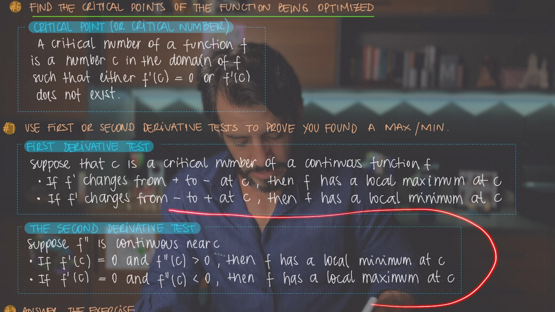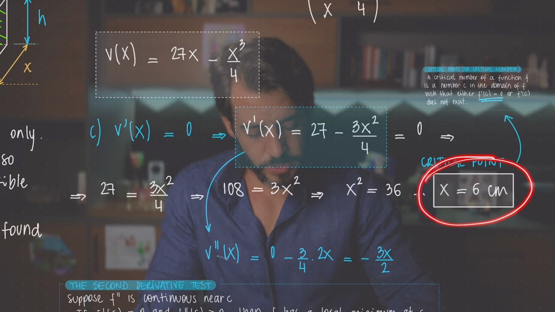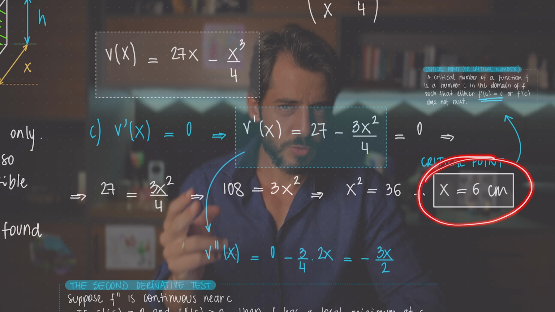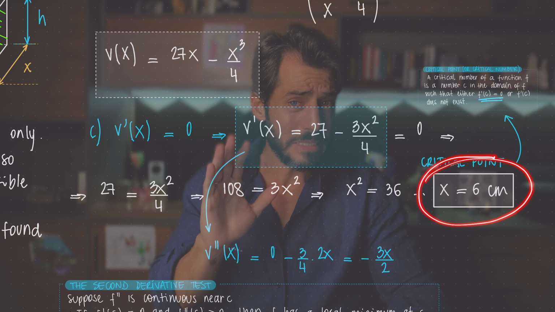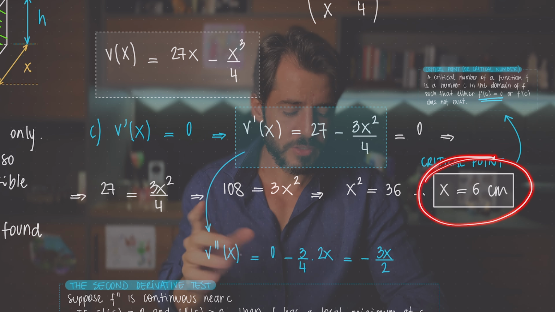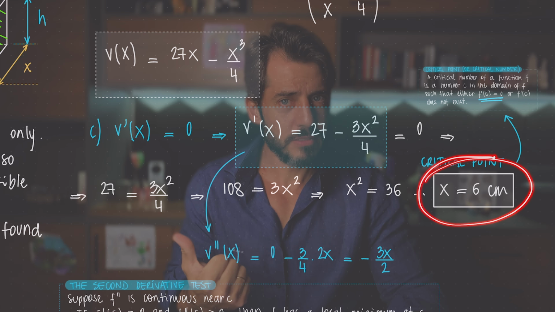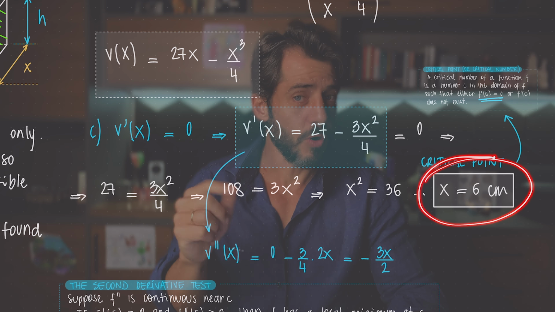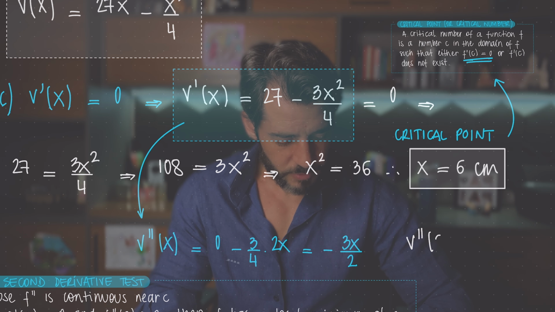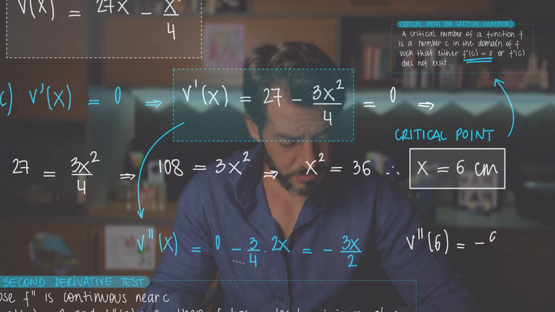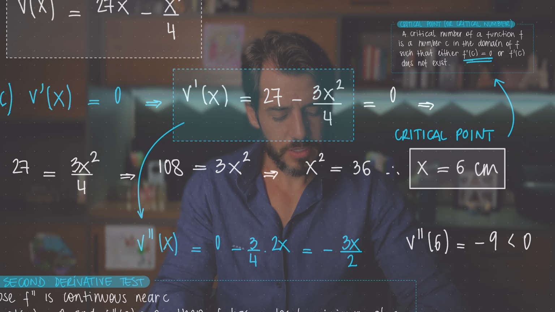And how does the second derivative test work? We are going to take our critical point, which is x equals 6. There are two critical points for this function, as I mentioned before, negative 6 and 6. But 6 is the only one that matters for this context. We're going to take it and replace it into x on the second derivative. And by doing so, we get V prime prime of 6 equal to negative 9. And the only thing that matters here is that this is a negative number.